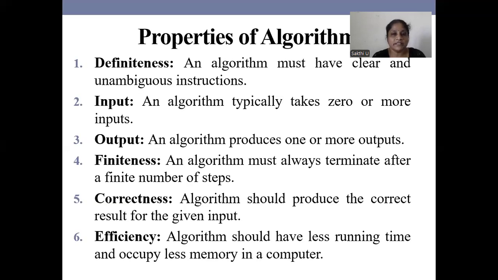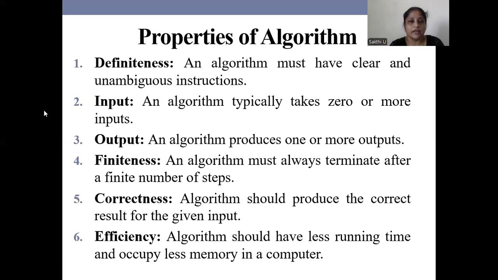Properties of an algorithm. The first one is clarity: an algorithm must have clear and unambiguous instructions. An algorithm is developed to solve a particular problem, and each instruction must have definitions and input. An algorithm typically accepts zero or more inputs, and it can produce a result without input, or it can take one or more inputs.